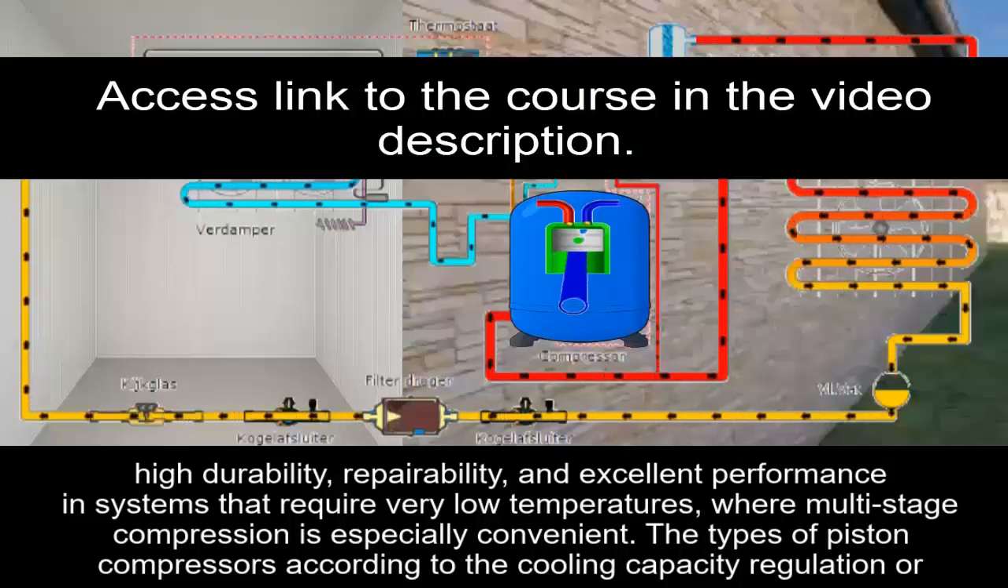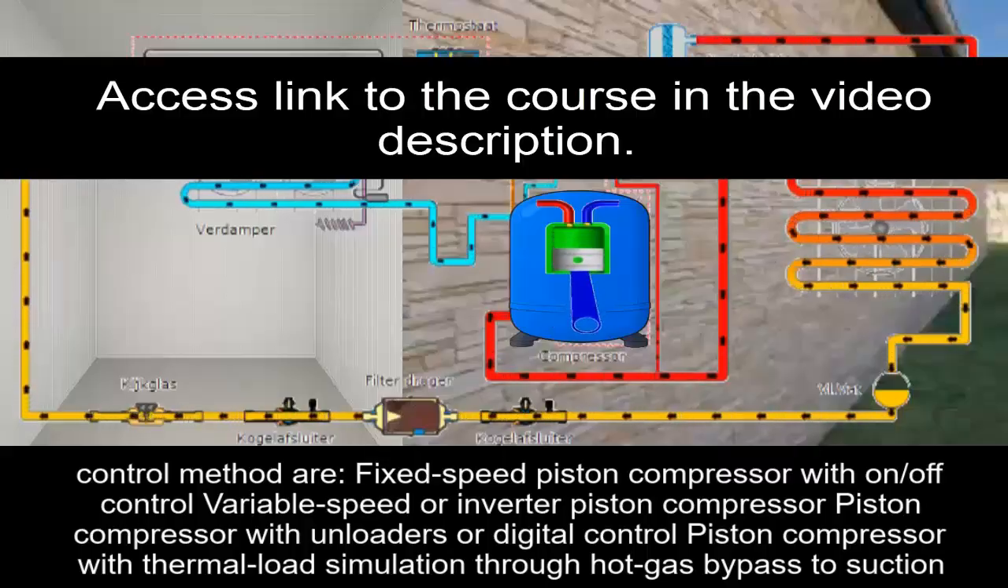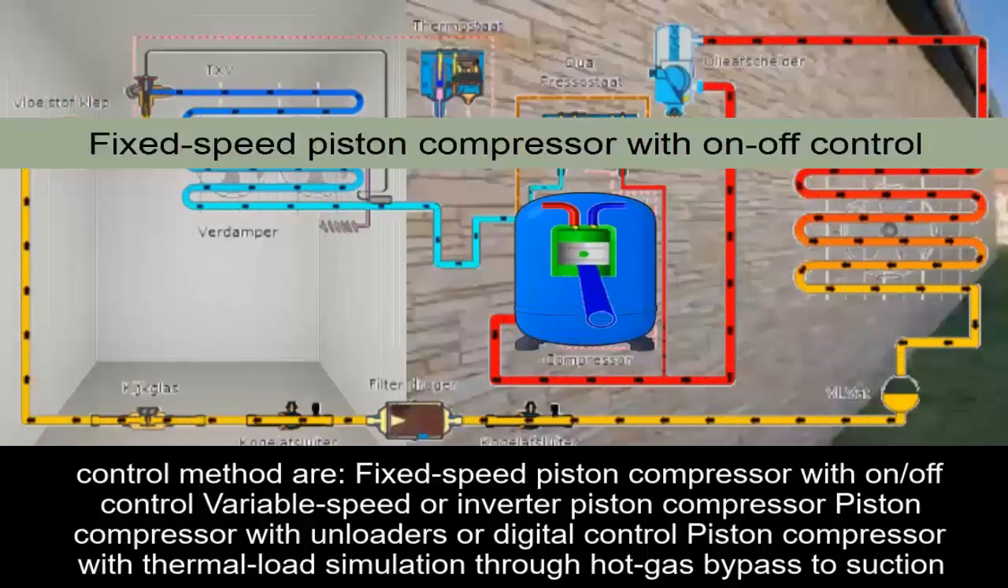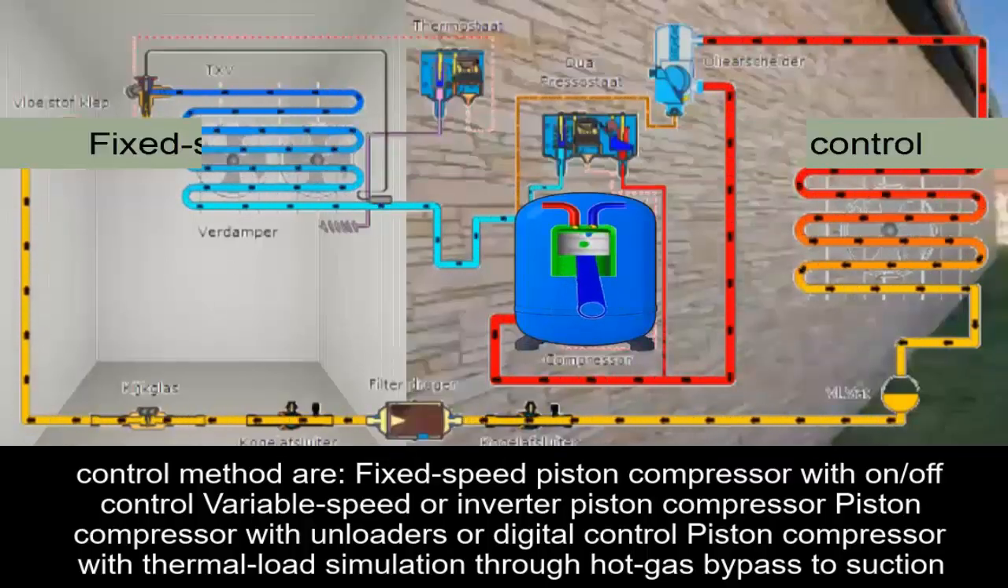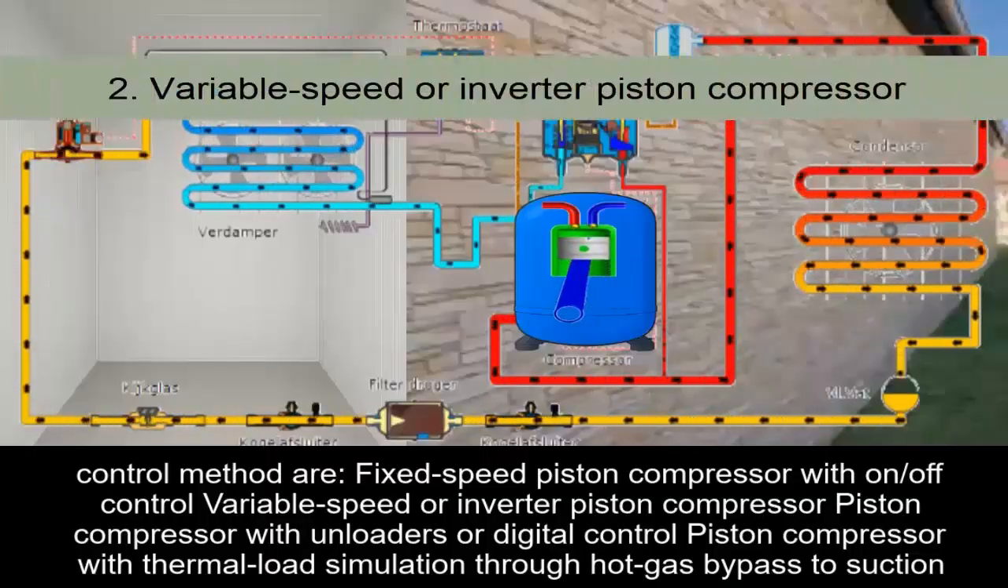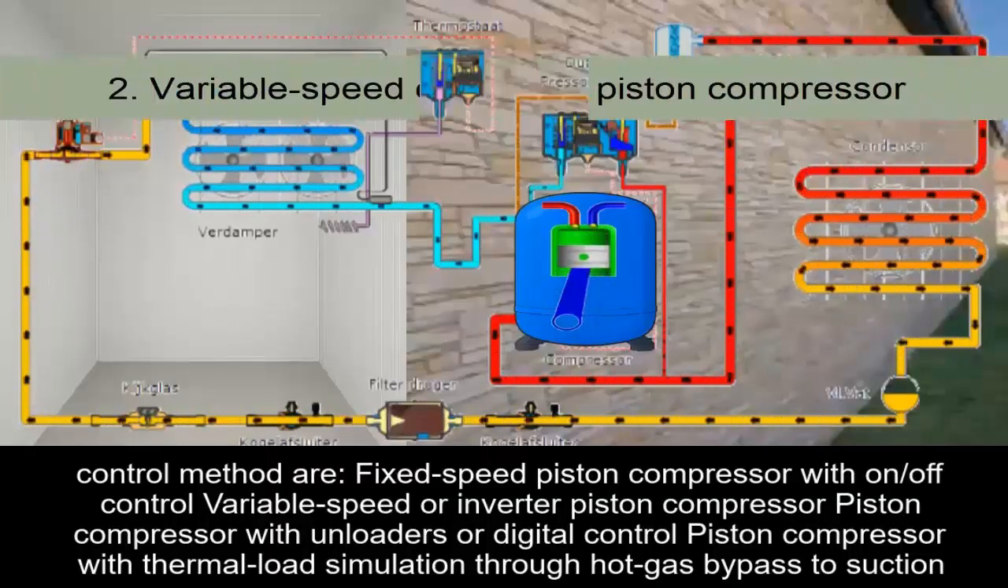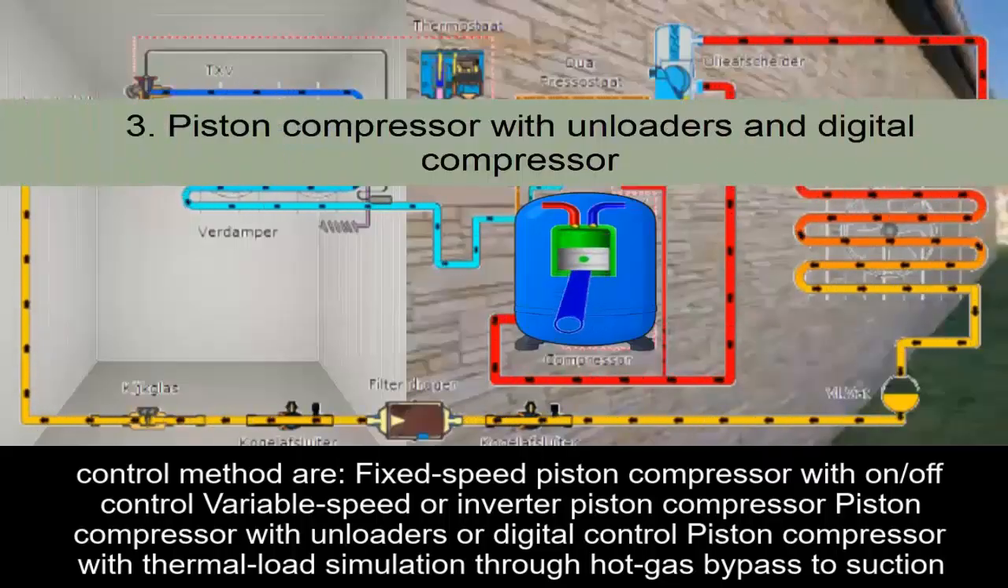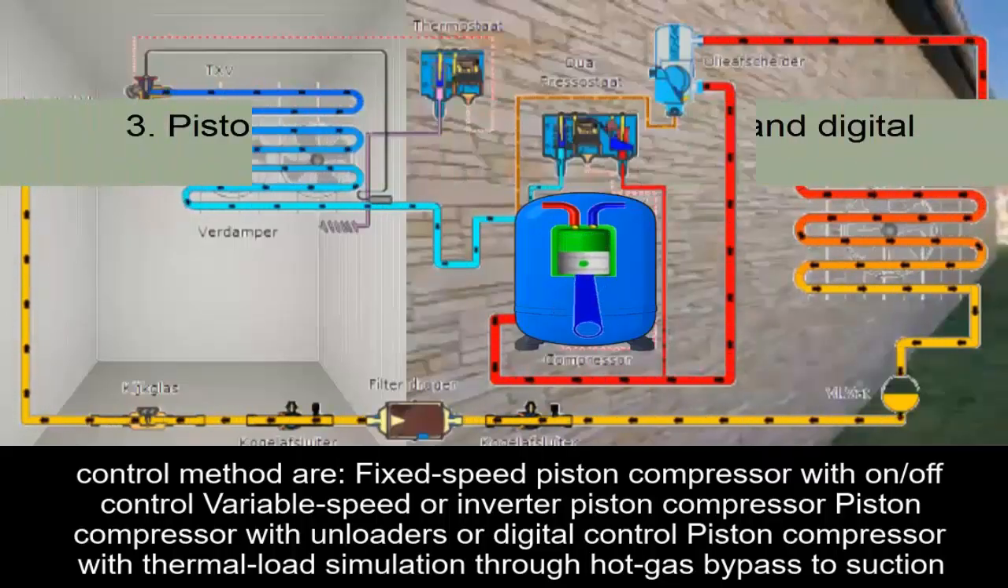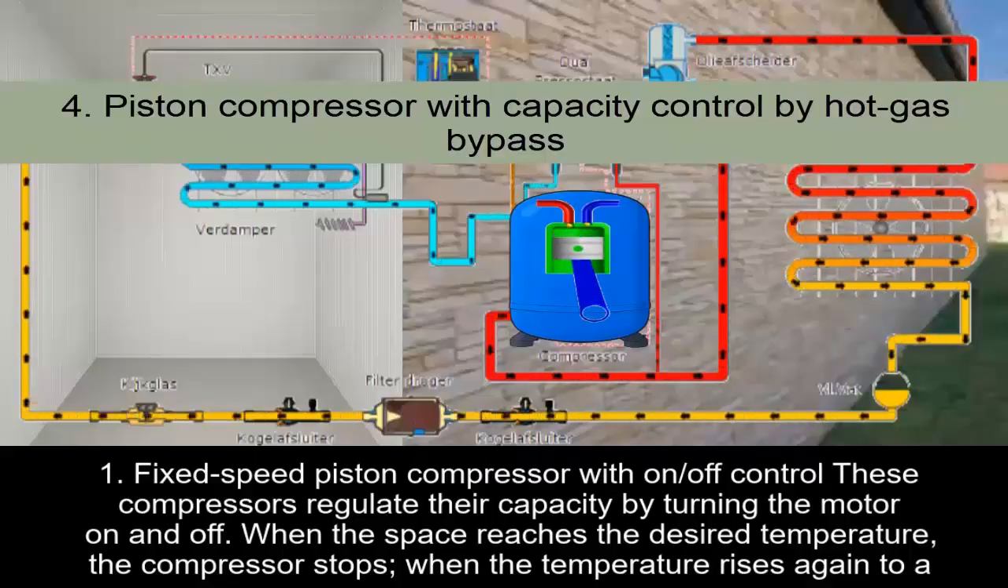The types of piston compressors according to the cooling capacity regulation or control method are: fixed-speed piston compressor with on-off control, variable speed or inverter piston compressor, piston compressor with unloaders or digital compressor, and piston compressor with thermal load simulation through hot gas bypass to suction.